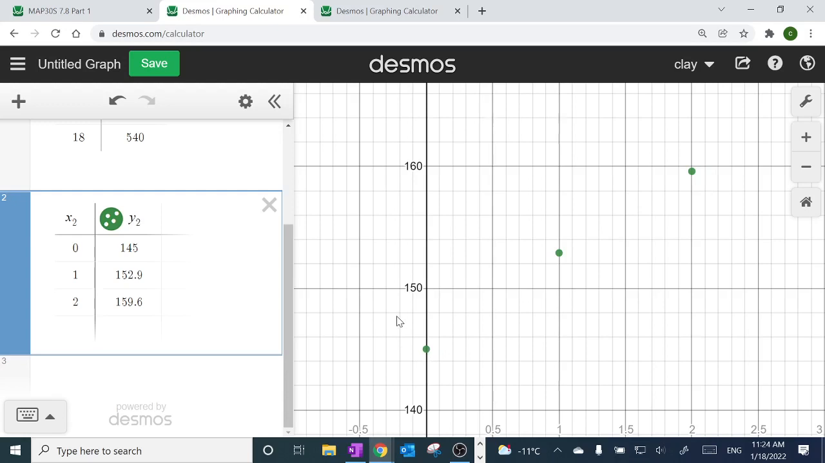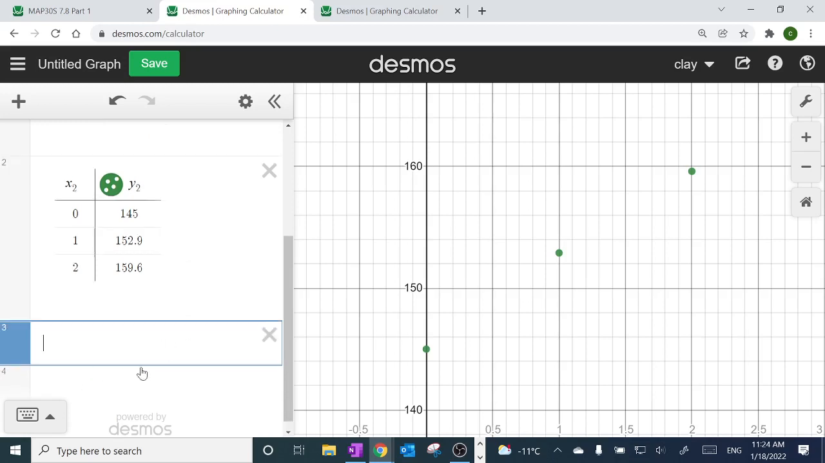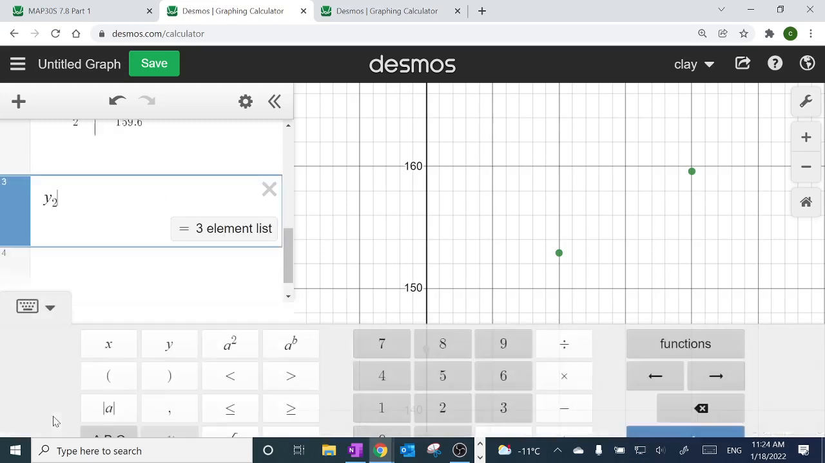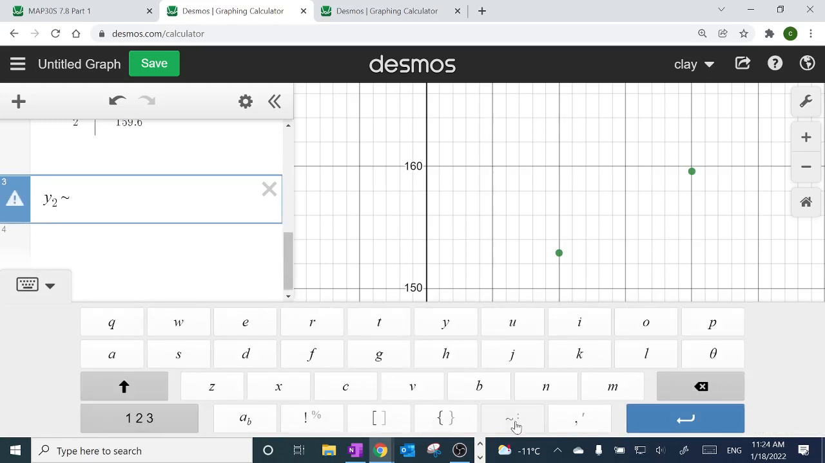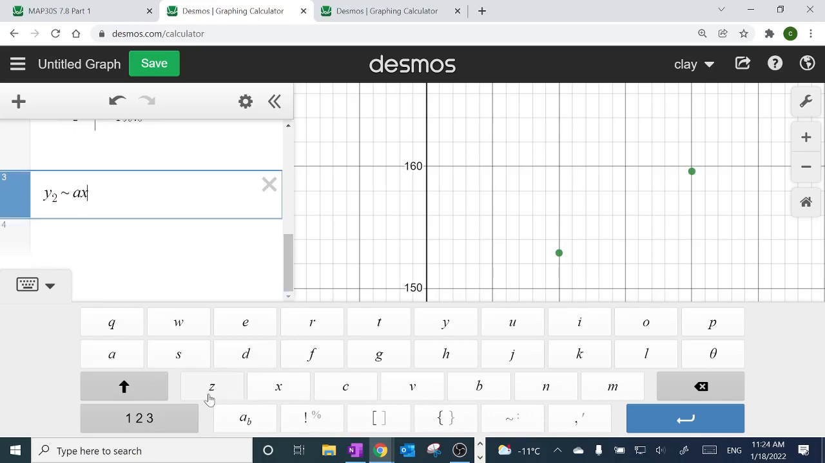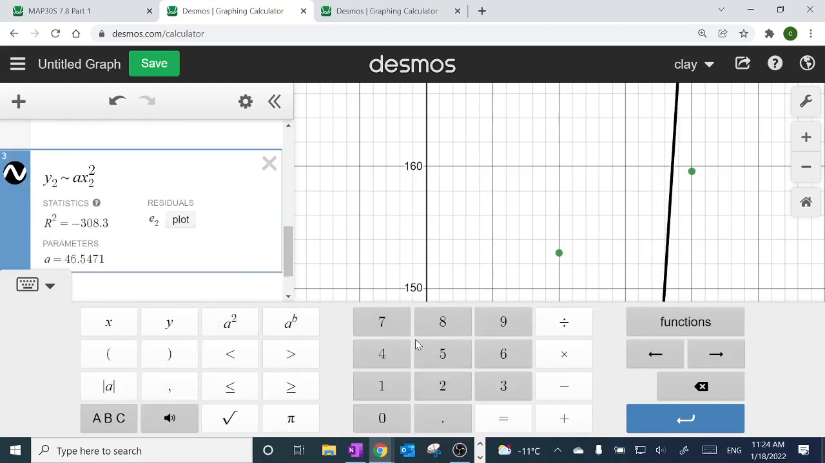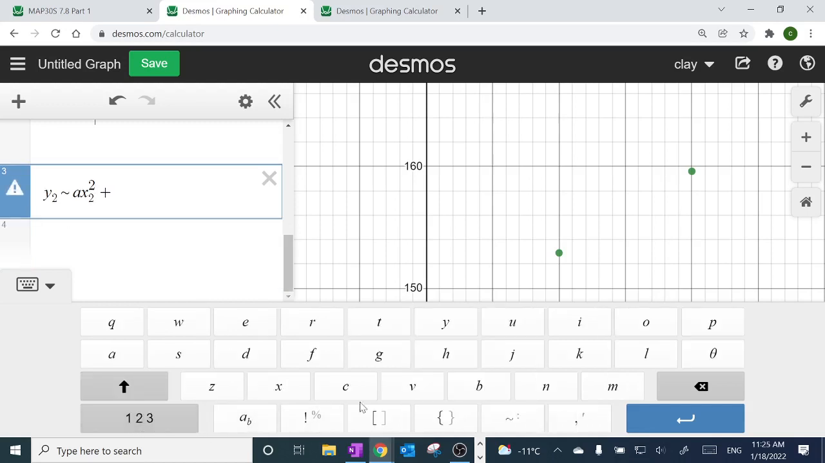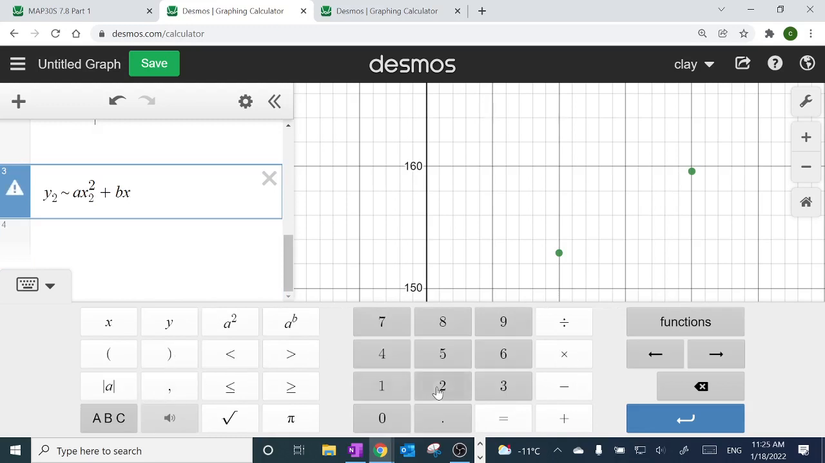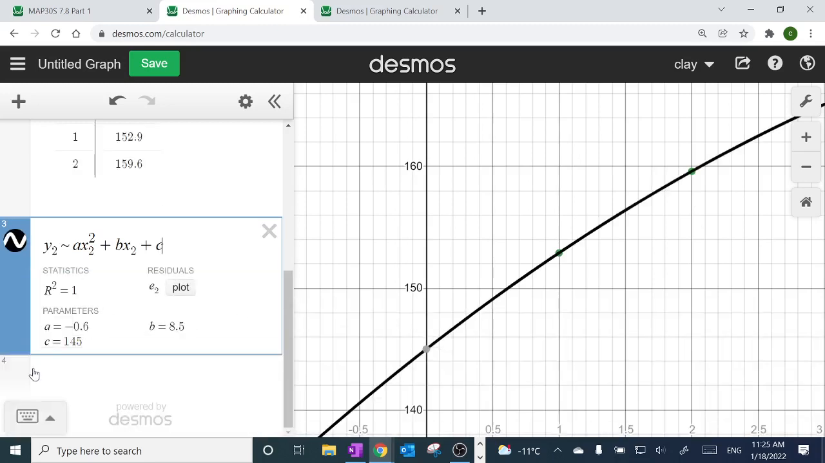So that's why you would think, if you were out in the field in the sciences, it isn't quite perfectly linear. Maybe it's quadratic. So let's see if we can get it to think quadratically. So how do we do this again? Y2 is approximately A X2 squared plus B X2 plus C. This time the C value matters, and as you can see, the curve beautifully goes through all 3 points.